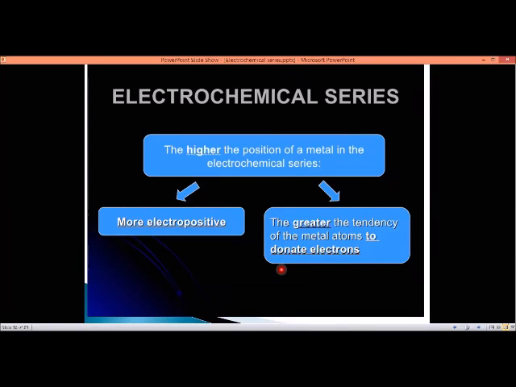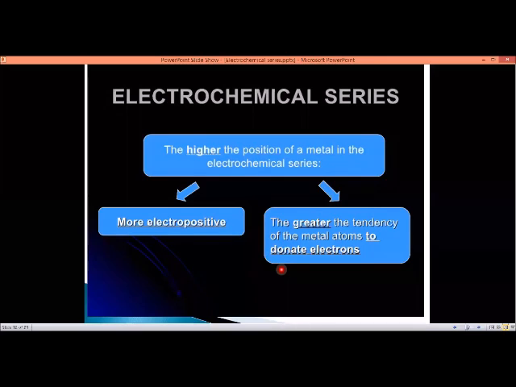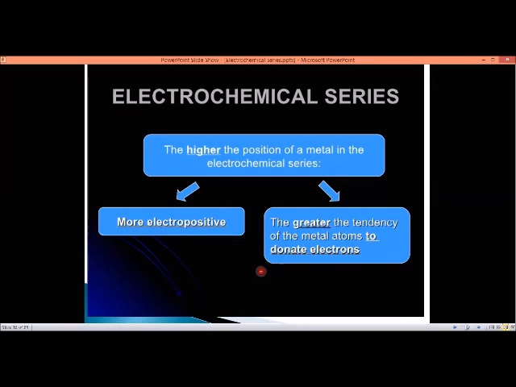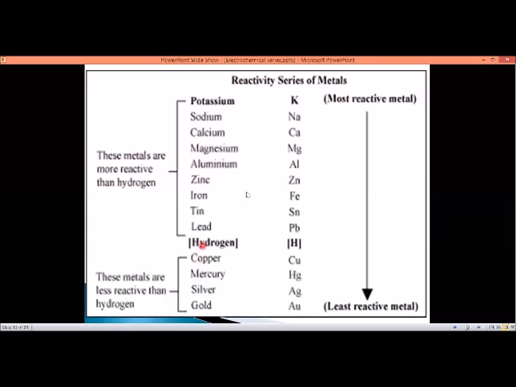If you can remember the Daniel cell, the oxidation half cell was zinc. The zinc was acting as what? Anode. So now you understand that in the electrochemical series, the ones lying above undergo oxidation and form the anode.